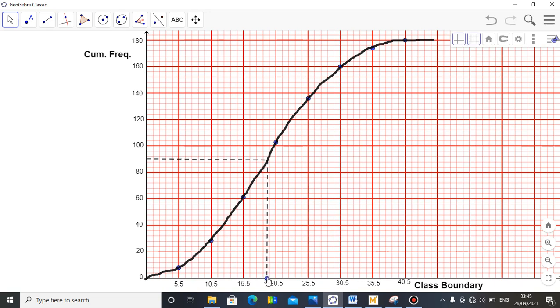Then it's now left for you to read it. So the median is from 90 here. You trace it to the graph. Anywhere it touches the graph, you trace down and you get your answer. So you read this place. If we are maintaining 55 and 15.5 to 20.5, so this is the median class, 15.5 to 20.5.